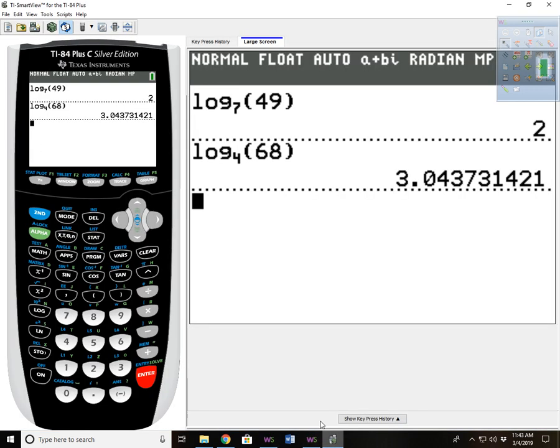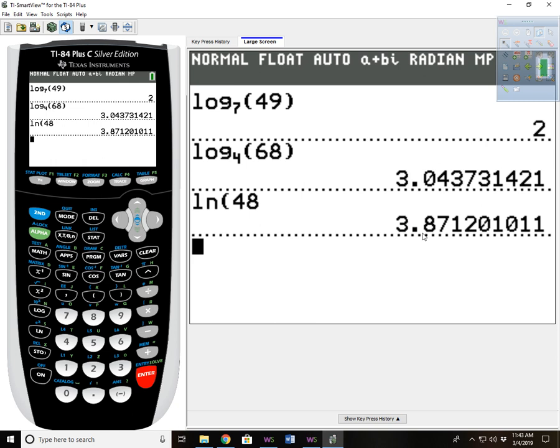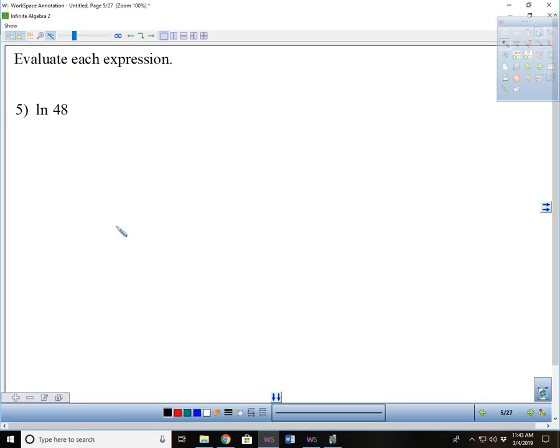And then number 5, your natural log is right here, and your base 10 log is right here. So you get your natural log of 48. That is equal to 3.87. So really, no reason to miss those. Okay, they're just a plug and chug.